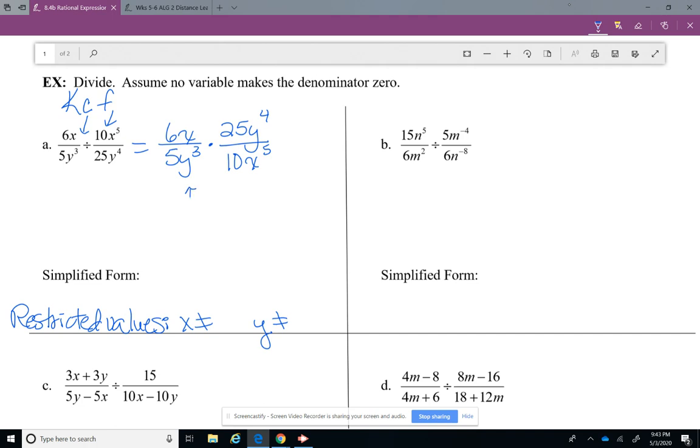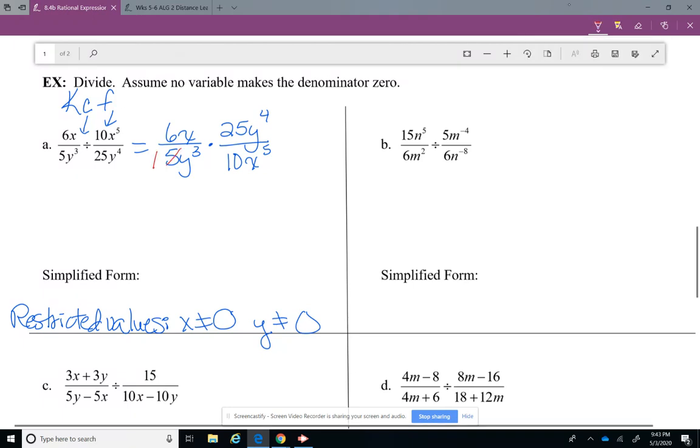Because look, there's a y and there's an x. If you set the 5y cubed equal to 0, you would find out that you don't want it to be 0. And if you set the 10x to the 5th equal to 0, you would find that y cannot be 0. Now we're going to go ahead and do some canceling.